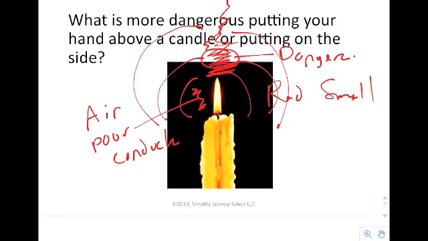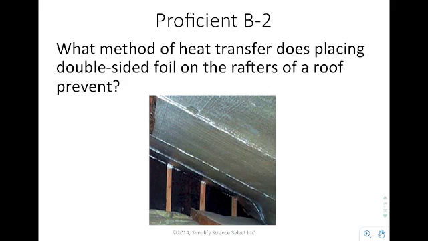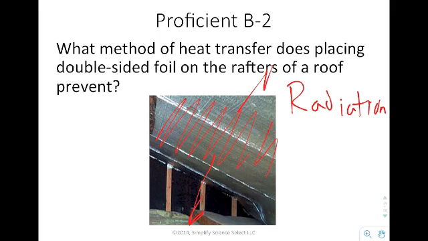What method of heat transfer does placing double-sided foil on the rafters of a roof present? And that is radiation. What this is doing is creating what we call a radiant barrier that blocks radiant energy inside the home and outside the home. During the summer, the heat that is transferred from the sun's rays hitting your roof is vastly reduced because the heat comes in and is reflected off. During the winter months, when you have your heater on inside, the heat's going to come up to the attic and bounce off instead of being able to go through.